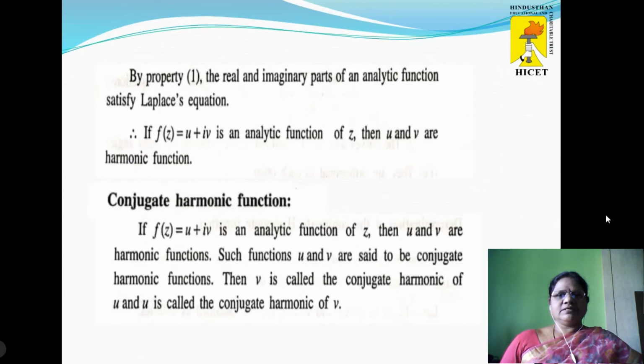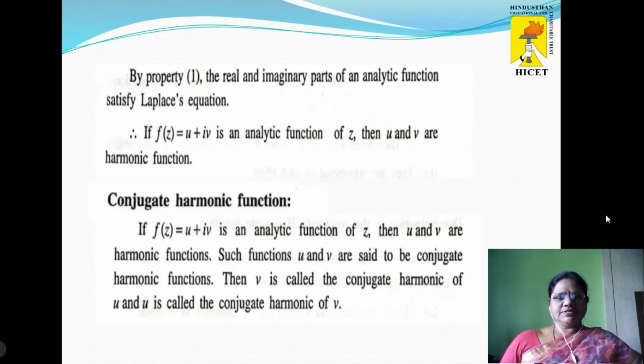By property 1, the real and imaginary parts of an analytic function satisfy Laplace equation. Therefore, if f of z equal to u plus iv is an analytic function of z, then u and v are harmonic functions. But the converse is not necessarily true. That is, even if the real and imaginary parts satisfy Laplace equation, the given function f of z equal to u plus iv need not be an analytic function.